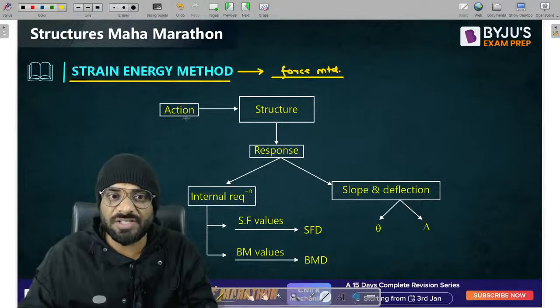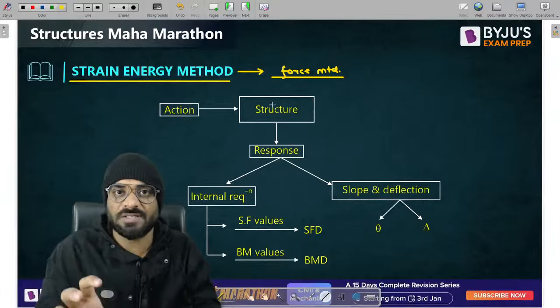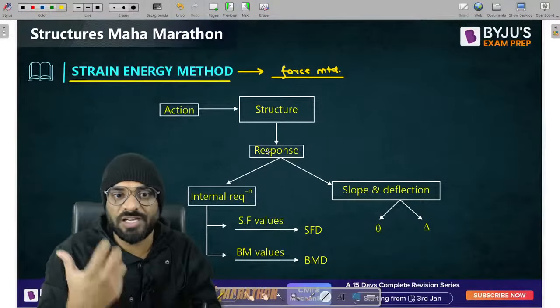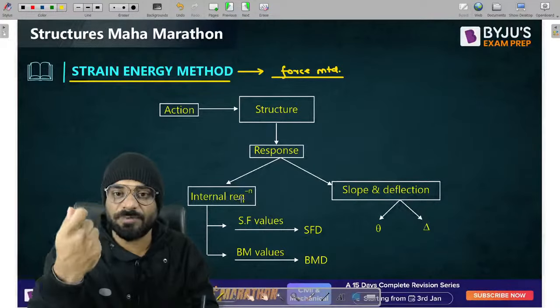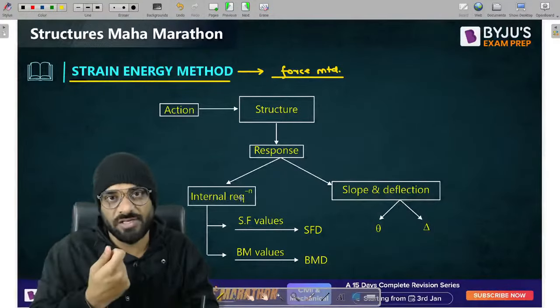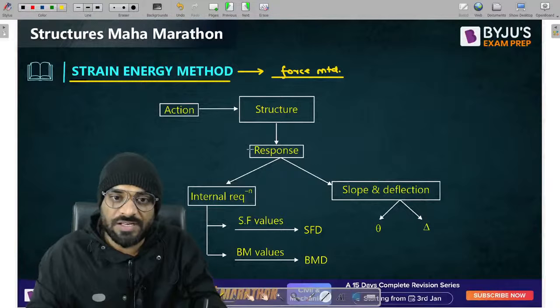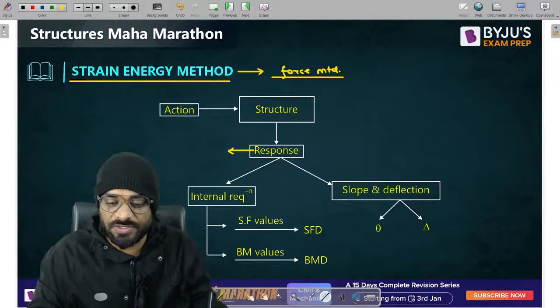If you have certain action on this structure, you may get some response, and that response may be in the form of internal reaction, external support reaction, and slope and deflection value. Getting the point? These are nothing but the response of the structure.